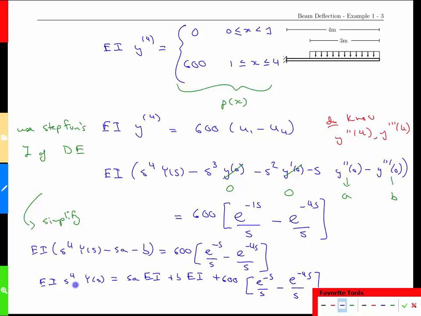And last but not least, we can simply divide both sides by this s to the 4 EI. And the same for this term. And last but not least, the same for this term here. And that gives us our transformed version of Y of s. We'll continue this further on the next page.